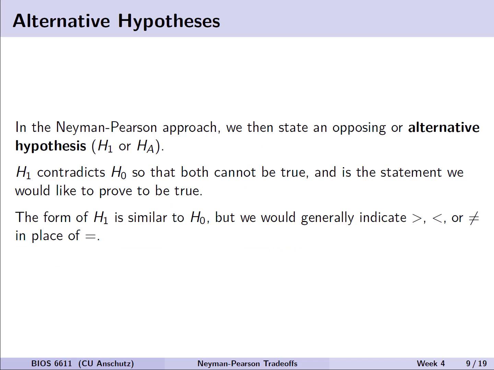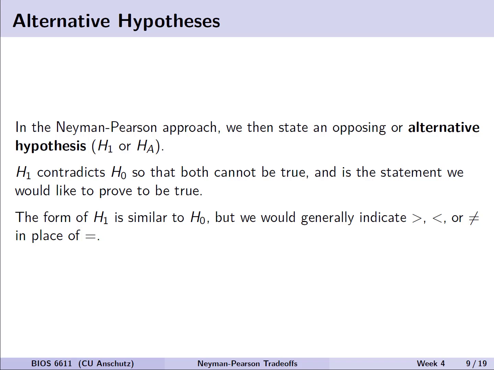Now this is where we start to differ from Fisher's approach in a very marked way. In the Neyman-Pearson approach, we not only have this idea of a null or permutation distribution, but we also will state an opposing or alternative hypothesis to the null. And you'll often see this indicated as H sub 1 or H sub A. So H1 contradicts H0, so that both cannot be true at the same exact time. And this is really the statement we would hope to prove as the truth.